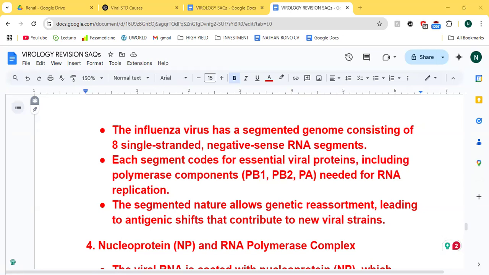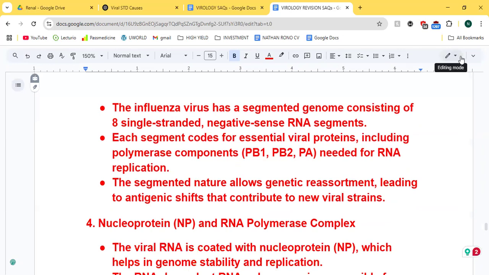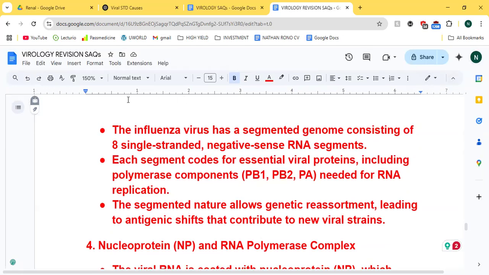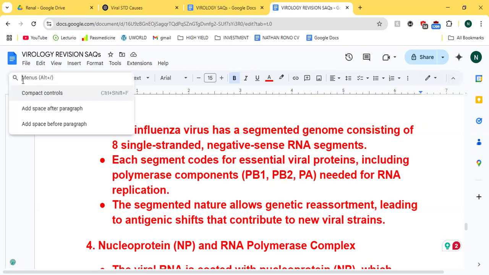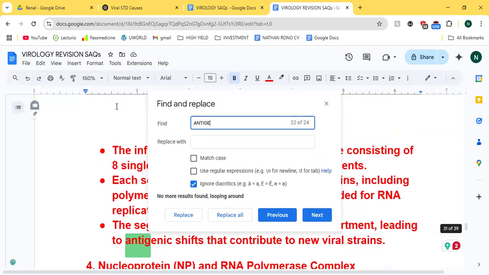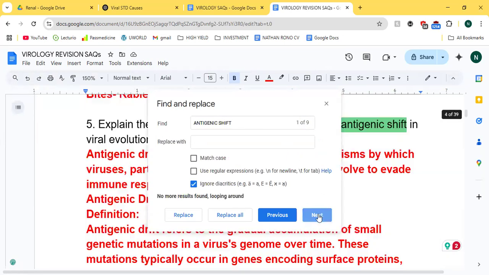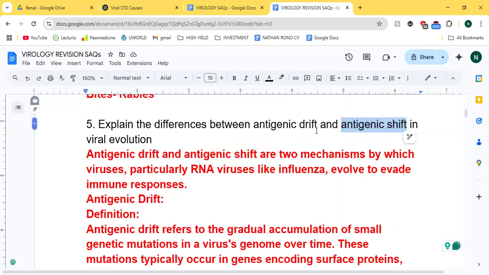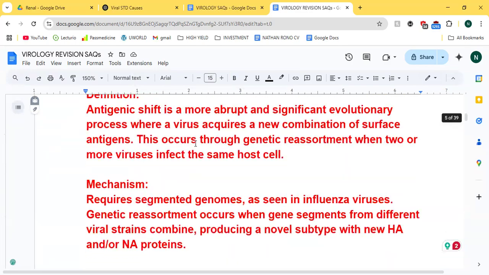I remember we had done the story on antigenic shift and drift, but I think I'll put it here. Just to mention, because I want us to remember. Shift. Because it can come as an essay where you're told, explain the differences between antigenic shift and drift in viral evolution. So where's that picture?